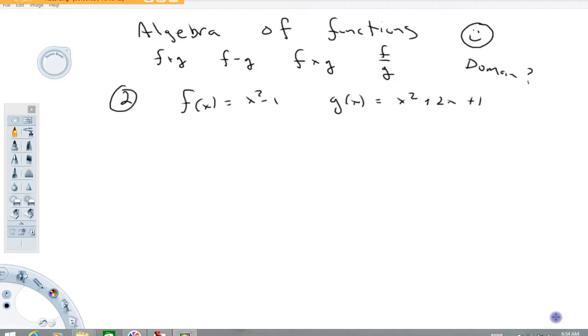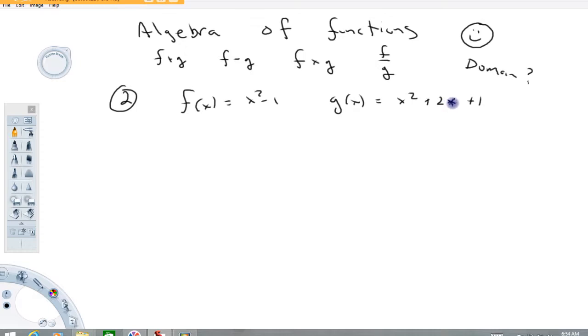This is going to be video 2 here of a series on the algebra functions. So just like my previous video, we're going to go ahead and walk through all of these things given these two functions, f of x equals x squared minus 1 and g of x equals x squared plus 2x plus 1.